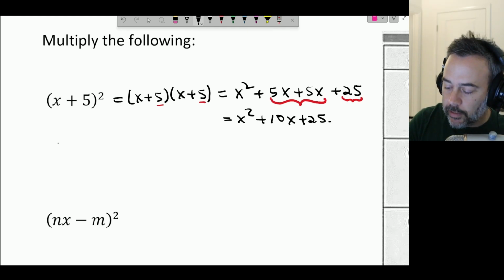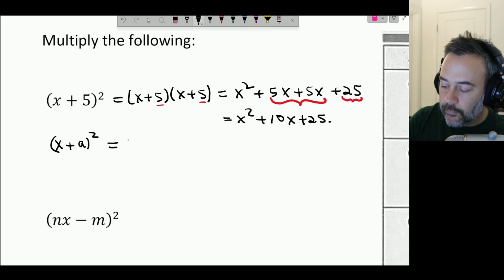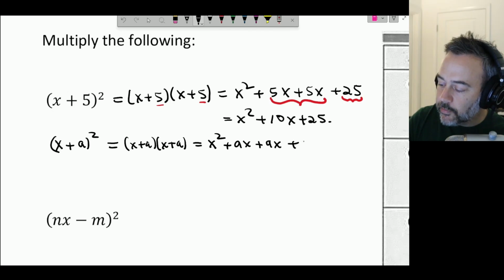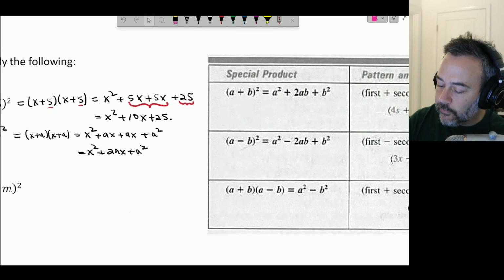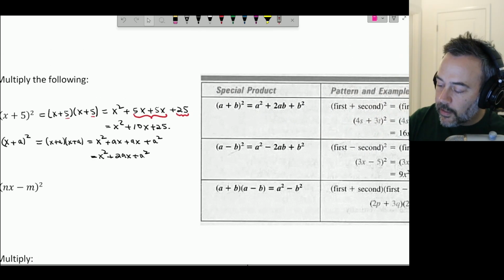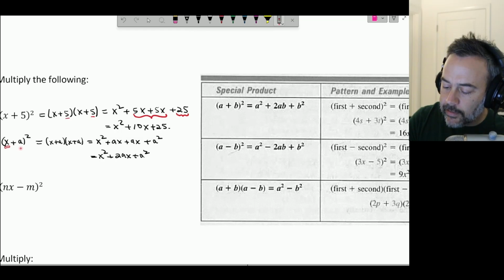In general, what would this look like? What if I had x plus a squared? Well, that ends up being x plus a times x plus a. And if I do this, it's x squared plus ax plus another ax plus a squared. So I get x squared plus 2ax plus a squared. And that is the same thing you see over here. I did it with x and a.